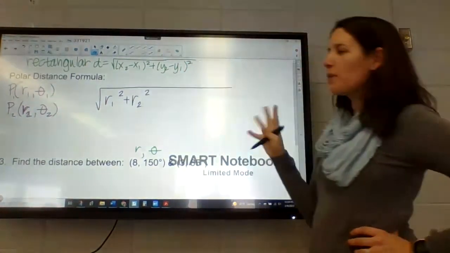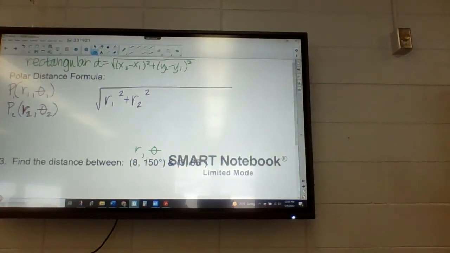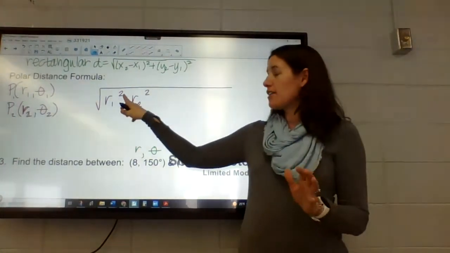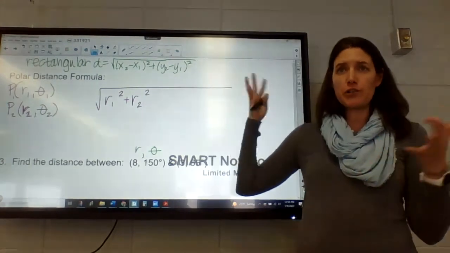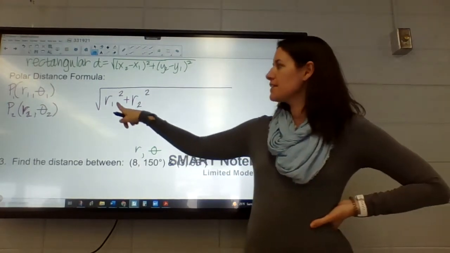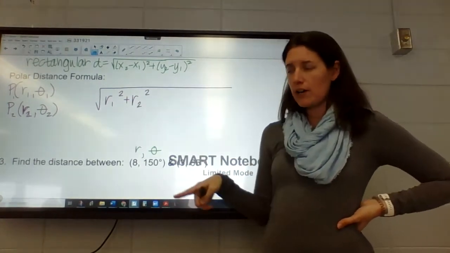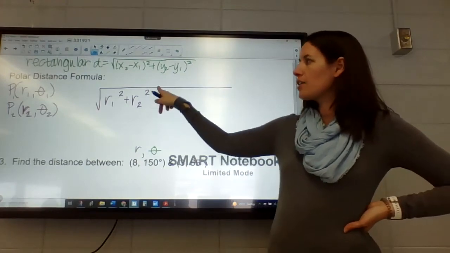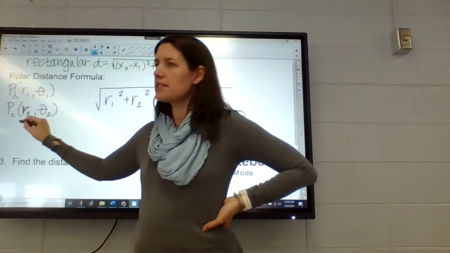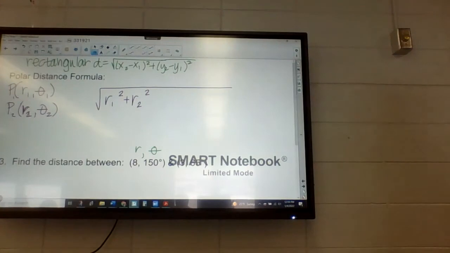Okay, so this is where this formula gets a little bit weird because it looks like I have a subscript and a superscript. There's a lot going on here. This is saying r1 squared and then r2 squared. They're talking about the first half of our polar coordinates, which is the r part of it.